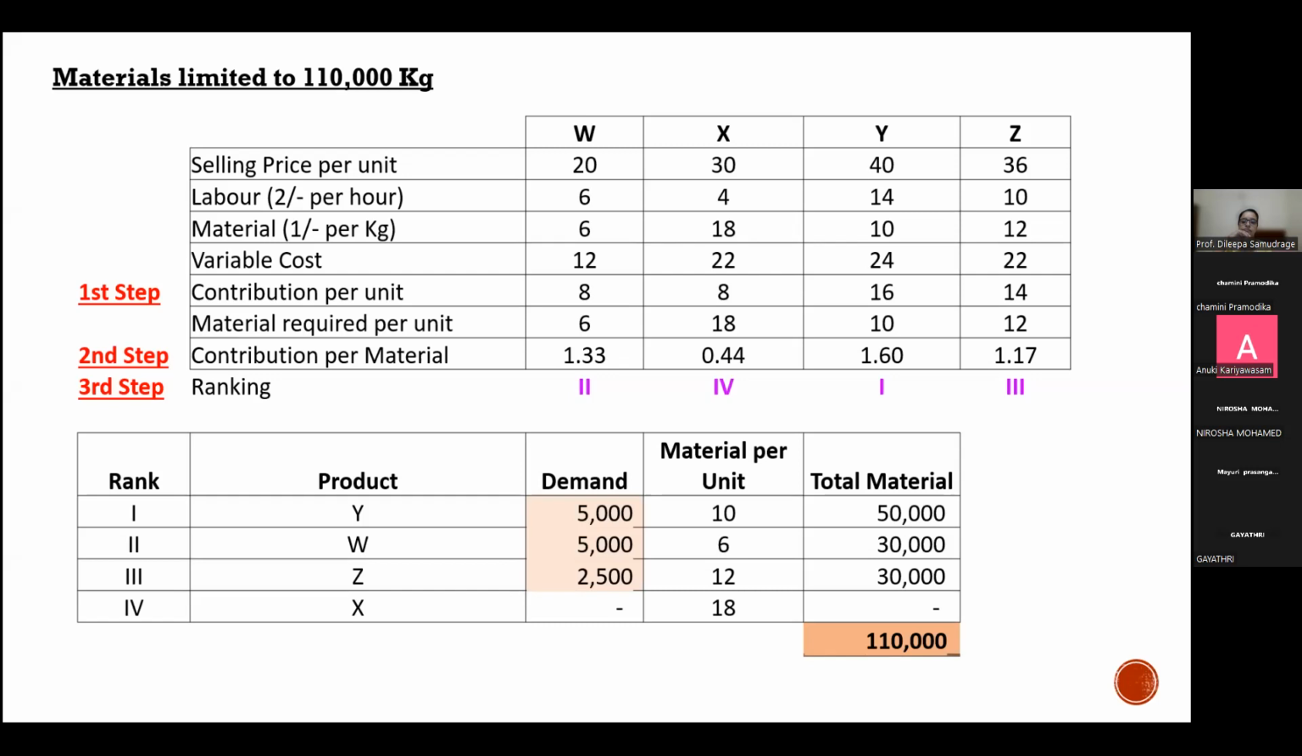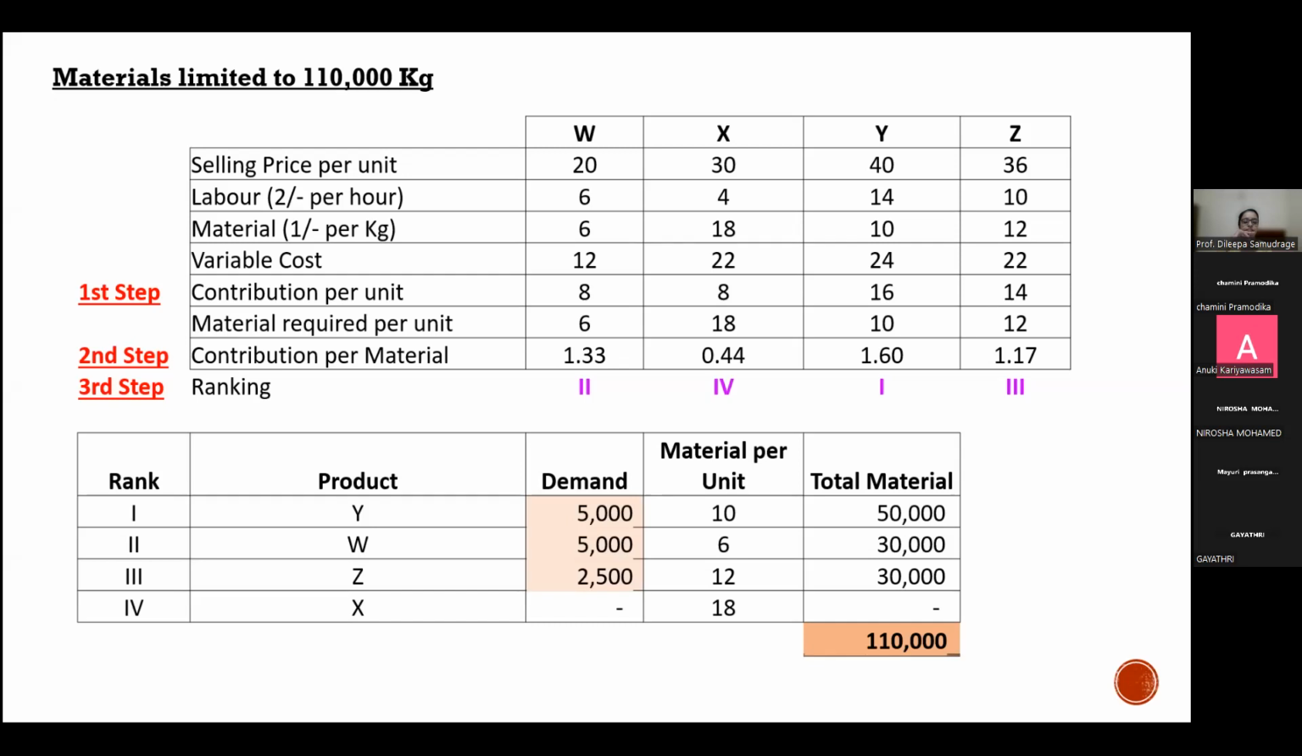Then as the third step, we have ranked the contributions which we calculated. So Y has become first in the ranking, then W, then Z, and X has become the last, the product which contributes least. It is shown in the second table with the ranking and the products.